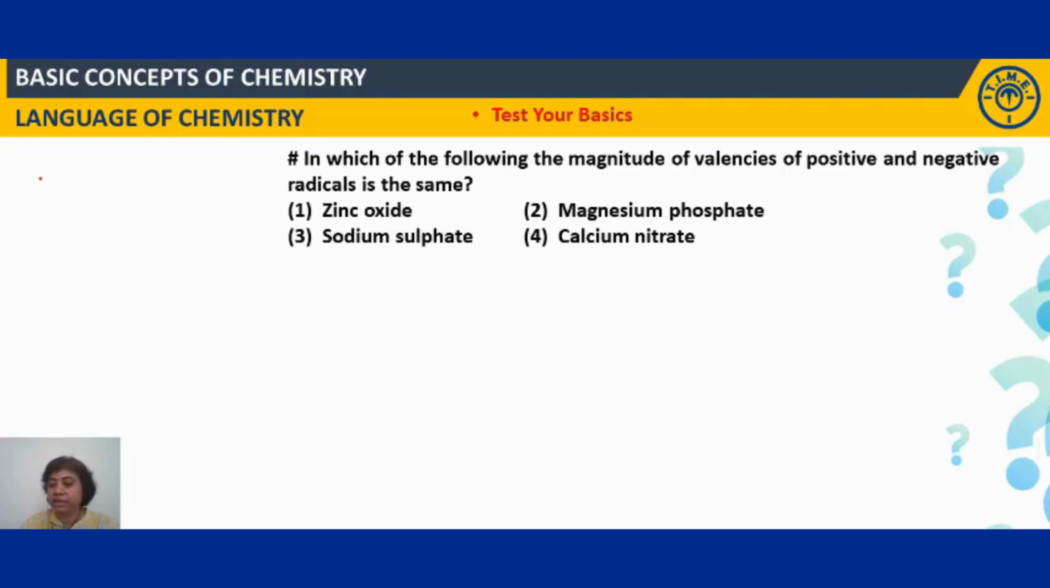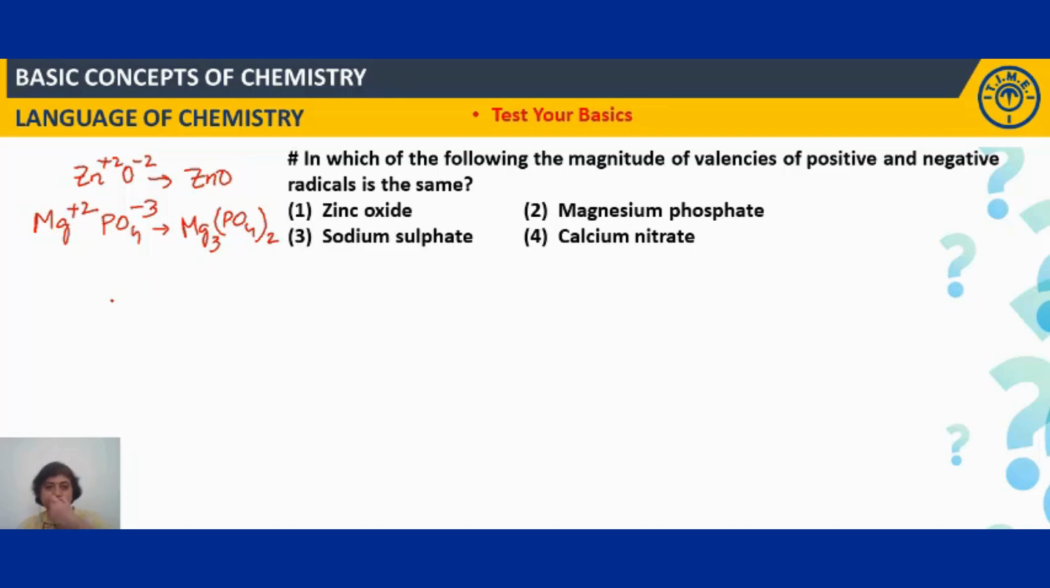Zinc oxide. So zinc oxide is Zn plus 2, O minus 2. Tell me the formula. Must be ZnO. Good. Magnesium phosphate. Mg plus 2, phosphate, already we have discussed, PO4 minus 3. So what should be the formula? Crisscross, Mg3 (PO4) taken twice, magnesium phosphate.